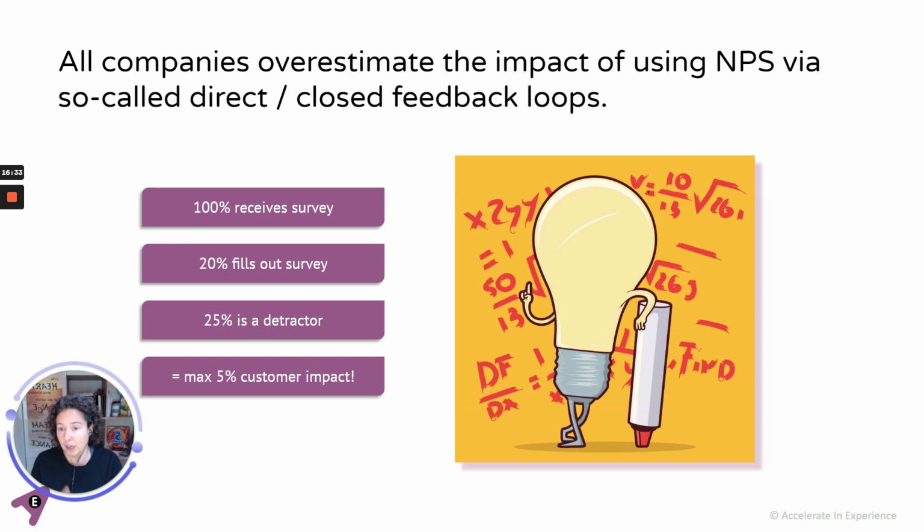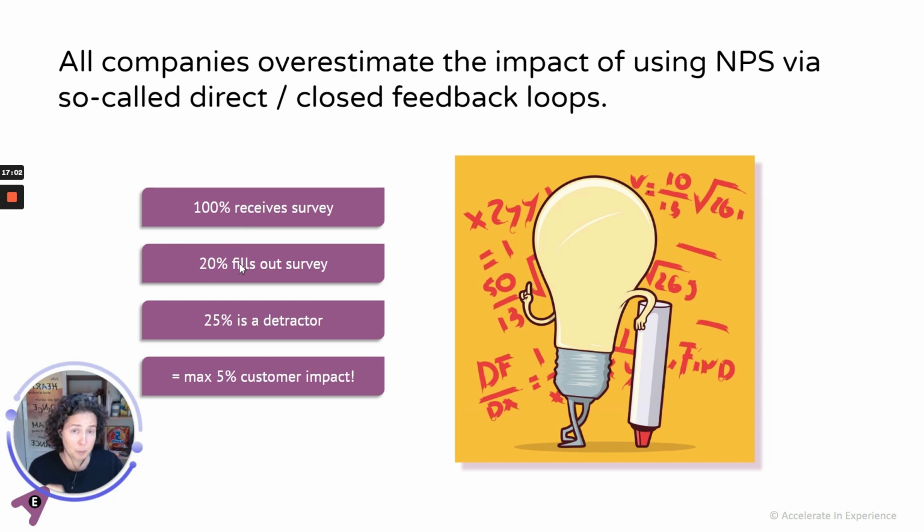And what I always do is I then share this calculation with them to understand, okay, but what actually is the impact of direct feedback? So let's walk you through the calculation. Let's assume that 100% of your customers are receiving a survey after doing something with you, which of course is never the case, right? So all these percentages are max. They will be much lower in reality. But for the calculation, 100% receives a survey.